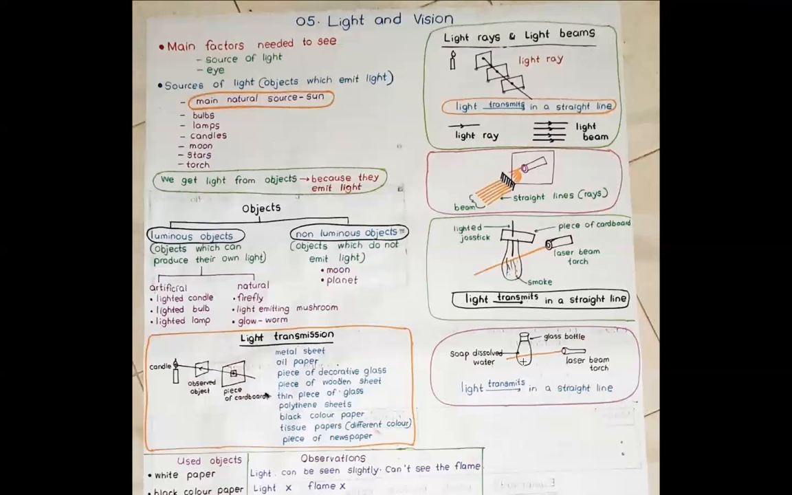Then again take a laser beam torch and try to observe the light, right? Then you can see another line like this. So you can see that light transmits in a straight line.